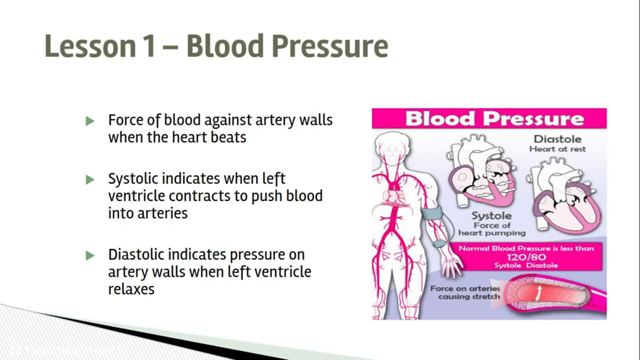So, what is blood pressure? Well, blood pressure is the force of blood against the artery walls when the heart beats. Your systolic number indicates when the left ventricle contracts to push the blood into the arteries, and the diastolic indicates pressure on the artery walls when the left ventricle relaxes. So when somebody tells you your blood pressure is 120 over 80, that systolic number is the first number and that diastolic number is the second number.